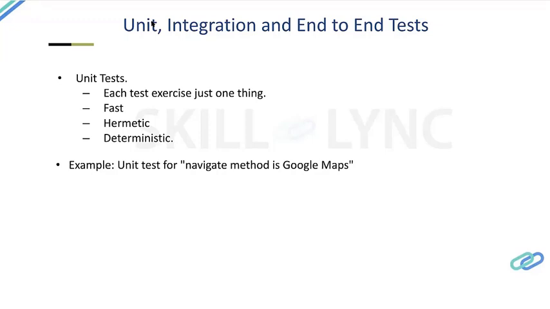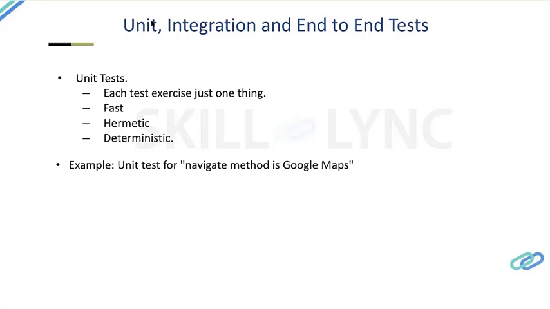Why should they be fast? Because unit tests are typically run every time a product gets built. Why should they be hermetic? Hermetic means just test whatever you are supposed to test. So for instance, if your software product depends upon some other binaries also, your unit test should only test whatever you have written. It should not test everything else around it.